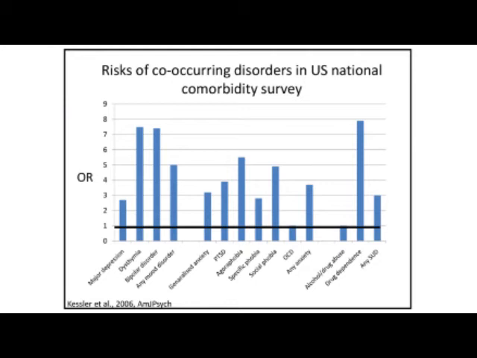So comorbidity, that's obviously a huge topic. We know from epidemiological population surveys that there are high rates of other conditions. This is from the US survey from Kessler, and these are the odds ratios compared to the normal population rates, and I've put them into groups. These are depressive disorders. Having any kind of mood disorder is about 5 times more likely in ADHD than the population control.